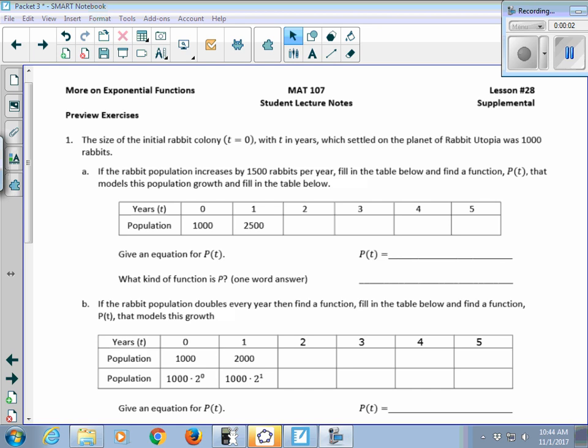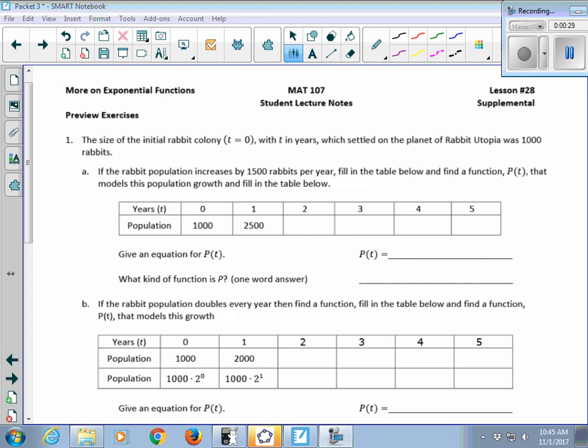Welcome to the preview exercises for College Algebra's lesson 28. The size of the initial rabbit colony, with T in years, which settled on the planet of Rabbit Utopia, was 1,000 rabbits. If the rabbit population increases by 1,500 rabbits each year, we want to fill in this table and find a function P of T that models this population growth.